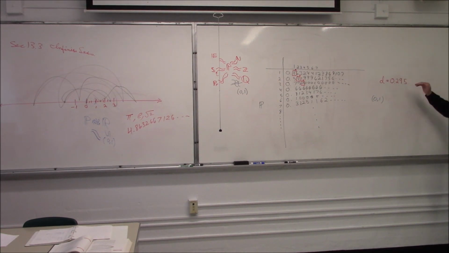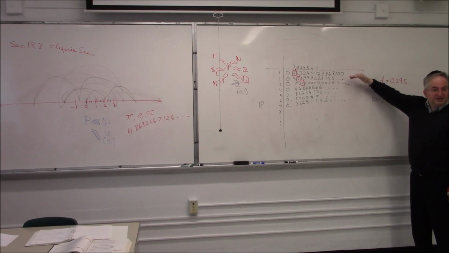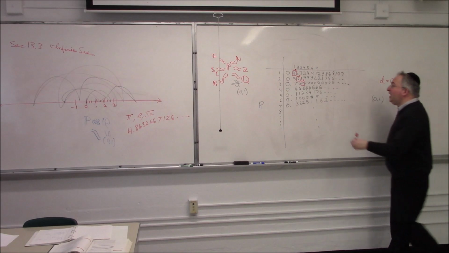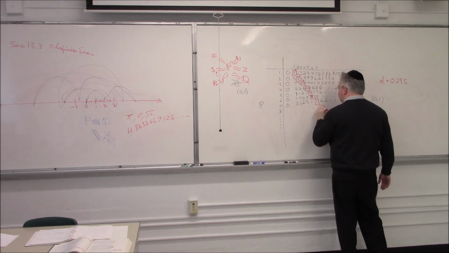Now, I found this number, and it's different than the first number on the list, the second number on the list, the third number on the list. I keep on doing this. I just keep on changing numbers on the diagonal.